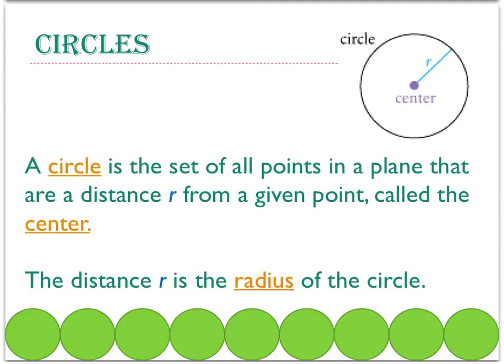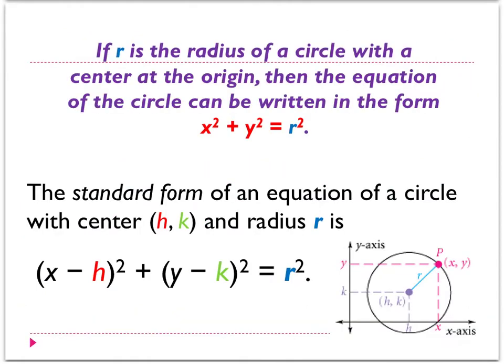First, we're going to be looking at circles. Now, a circle is defined by being the set of all points that are equidistant away from a fixed point called the center. So all of the points on the circle are the same distance away from the center, and that distance is called our radius. The standard form of an equation of a circle with center (h, k) and distance r from the center can be derived from the distance formula.